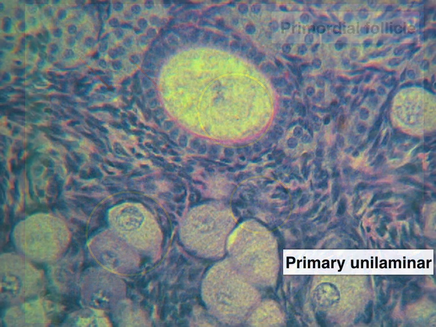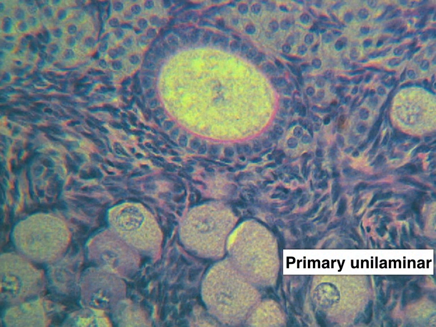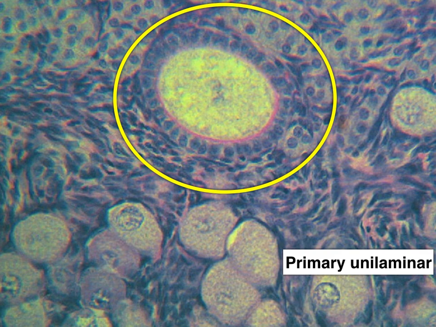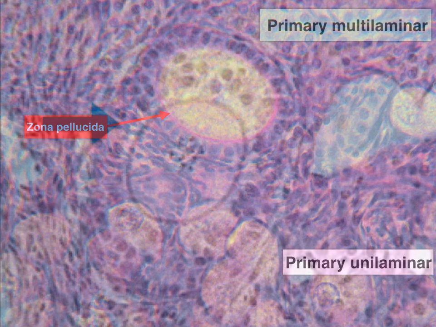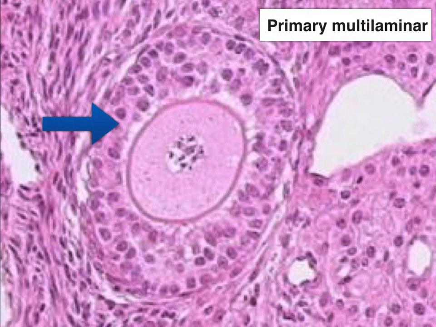Next stage, we have the primary unilaminar stage, characteristic of which is the presence of a lining epithelium of simple cuboidal cells, and also the pinkish halo we call zona pellucida, and again a single oocyte. Next stage, we have the primary multilaminar. By the word multi, meaning the characteristic is presence of a stratified cuboidal cells, and this time the zona pellucida is more prominent, and again the presence of single oocyte.